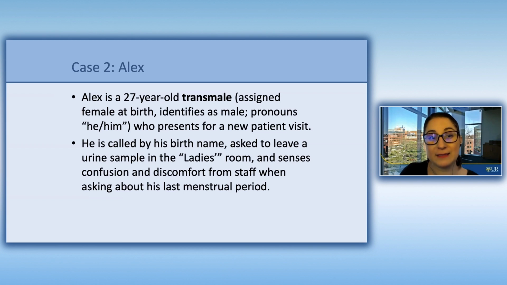Let's talk about Alex. So Alex is a 27-year-old trans male. So that means he was assigned female at birth. He identifies as male, and he shares with you that he uses the pronouns he and him, who presents for a new patient visit. He is called by his birth name, asks to leave a urine sample in the quote ladies room, and senses confusion and discomfort from staff when asking about his last menstrual period.